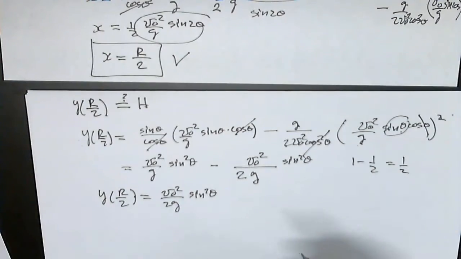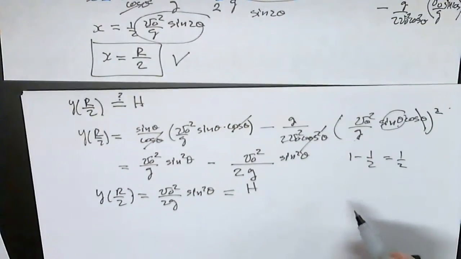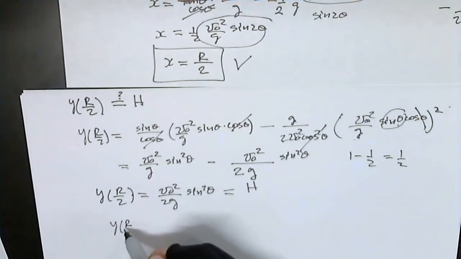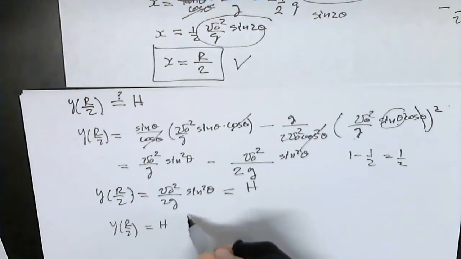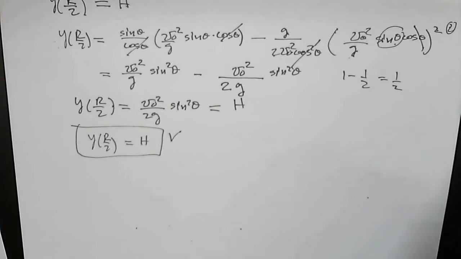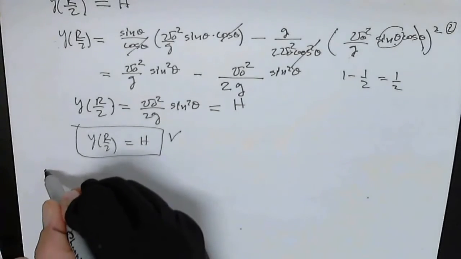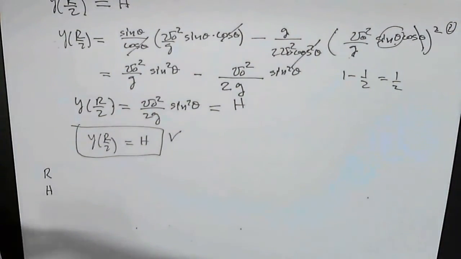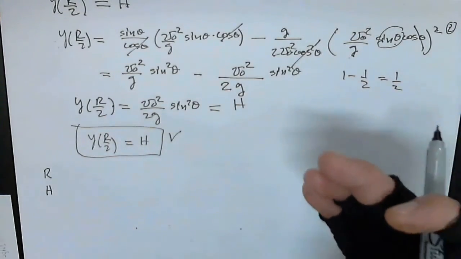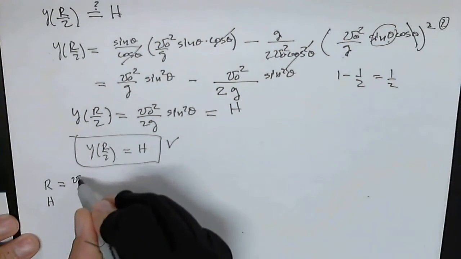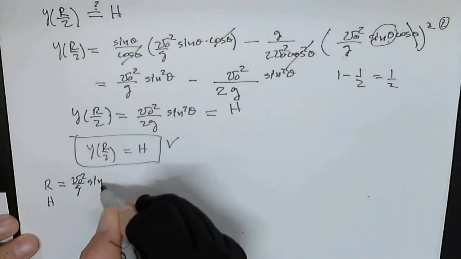Okay? And this is y, the maximum. In the previous video, I showed you that this is the maximum height. So y at r over 2 equals h. Now, I think it would be nice to put everything in terms of r and h, because this is a trajectory in space. You don't necessarily need to have information about time. So r is the range equation.